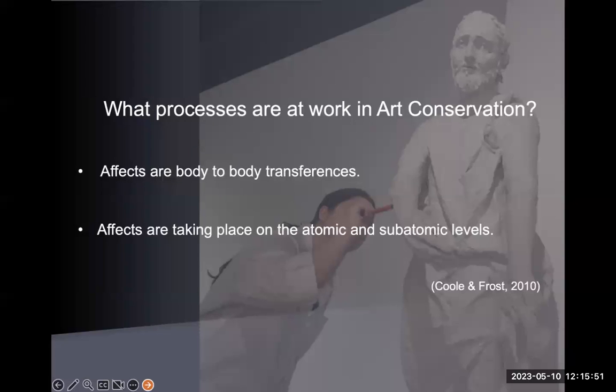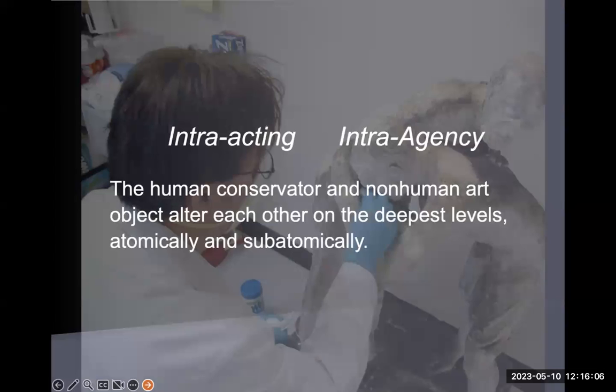coloring. Affects are taking place on the atomic and subatomic levels as the human body responds to surface changes in the art object, as well as reacts to changes in temperatures. The non-human art object and human conservator are not merely interacting, but intra-acting, which means that both are altering each other on the deepest levels.